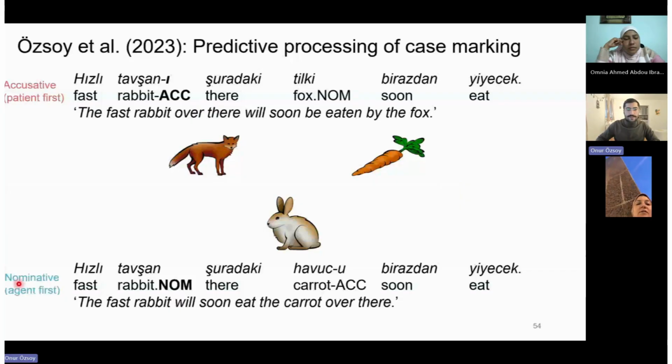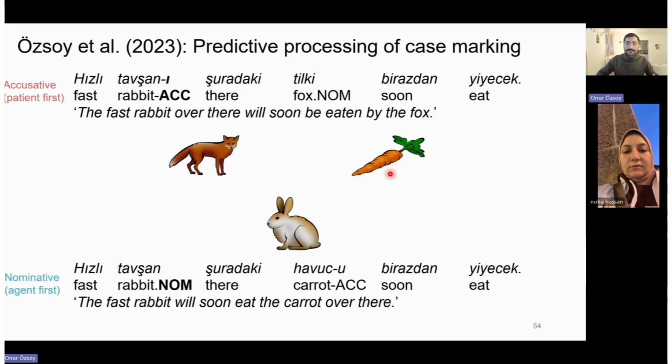So this sentence is one version where the accusative comes first, the patient first. We also have a version of the sentence where the nominative, the agent, comes first. So now it's fast rabbit, but you see there's no suffix. So this is in the nominative, which means the rabbit is the agent. And in this sentence, now you have to ask, okay, the rabbit is the agent, it's doing something. And it's doing something either to a fox or a carrot. And if you think about this question already, you know semantically, rabbits are more likely to do things to carrots. So you expect people to look at the carrot even before hearing the word carrot. Because the sentence is the fast rabbit will soon eat the carrot over there.